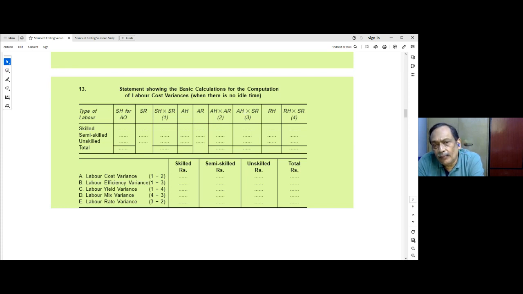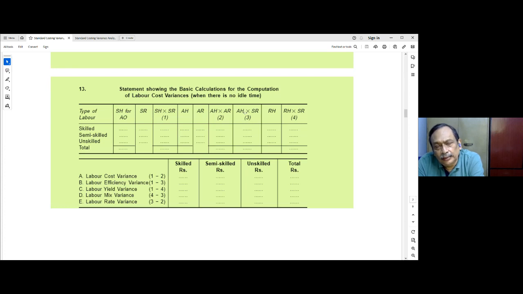Then we are having actual hours. And remember, we are considering there is no idle time. Then next column is actual rate. Then we are having actual hours into actual rate, let it be 2. Then actual hours into standard rate, let it be 3. Then RH, revised hours. And the last, the 10th column is revised hours into standard rate, let it be 4.